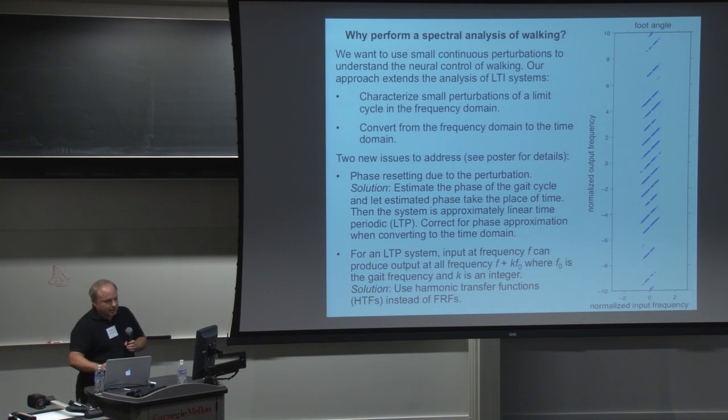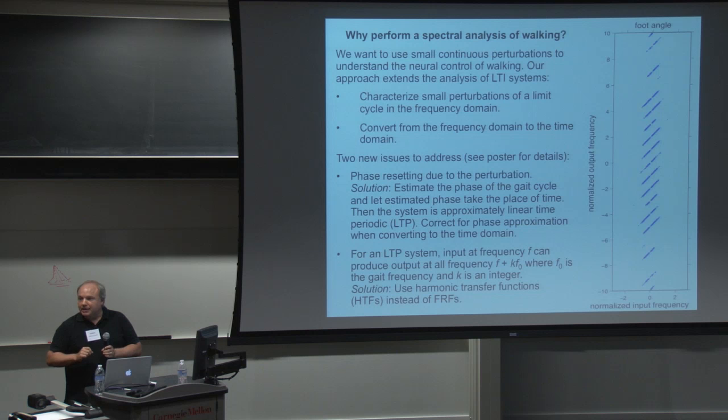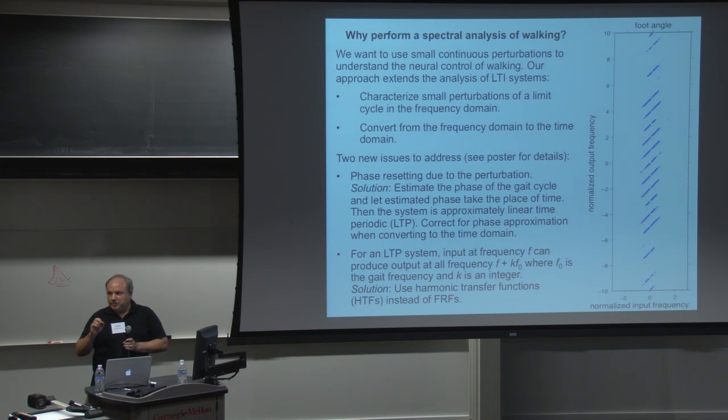On the right-hand side, there's a graph where we analyze the response of foot angle to a visual perturbation during walking. Every blue point means that at the normalized input frequency indicated on the horizontal axis, if you put power in at that frequency, you get a significant response at the normalized output frequency indicated on the vertical axis. We tested all possible frequency pairs, and those are the ones where we saw a significant response. That diagonal structure, a set of diagonal lines, corresponds to a harmonic transfer function. So we can use a harmonic transfer function to characterize that response.